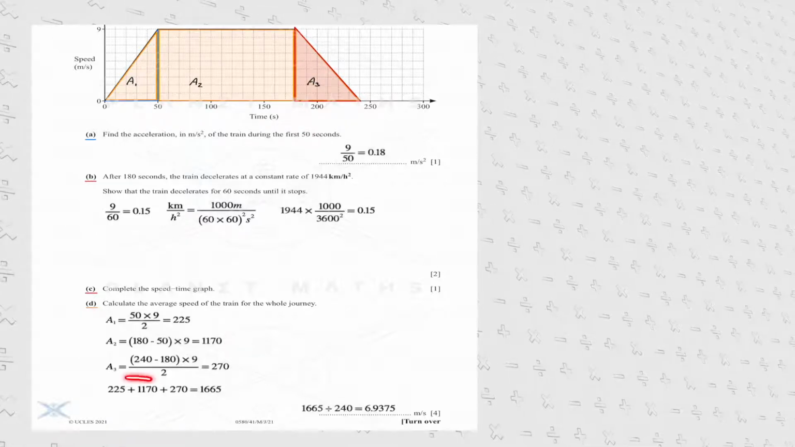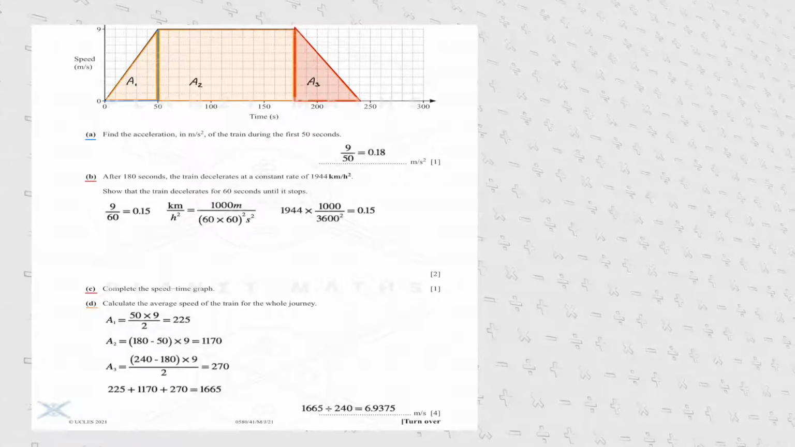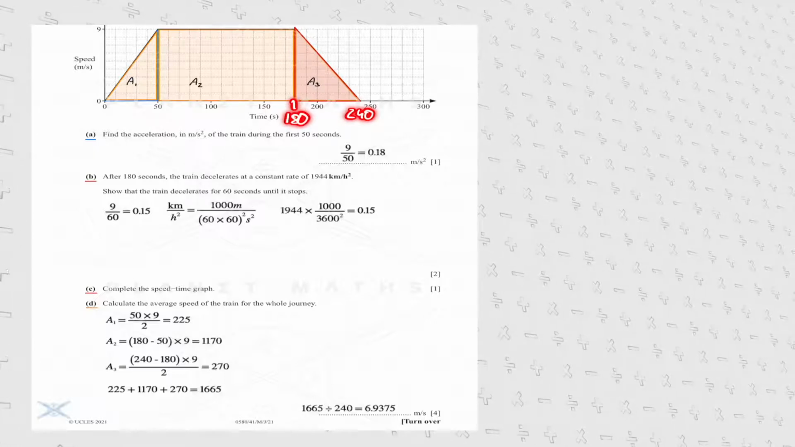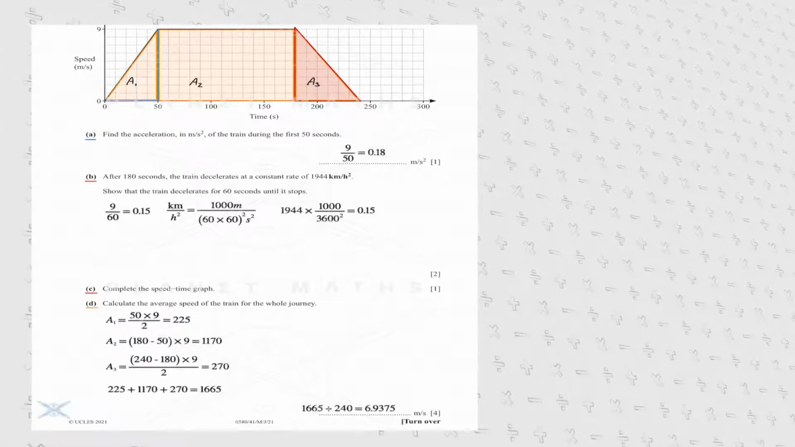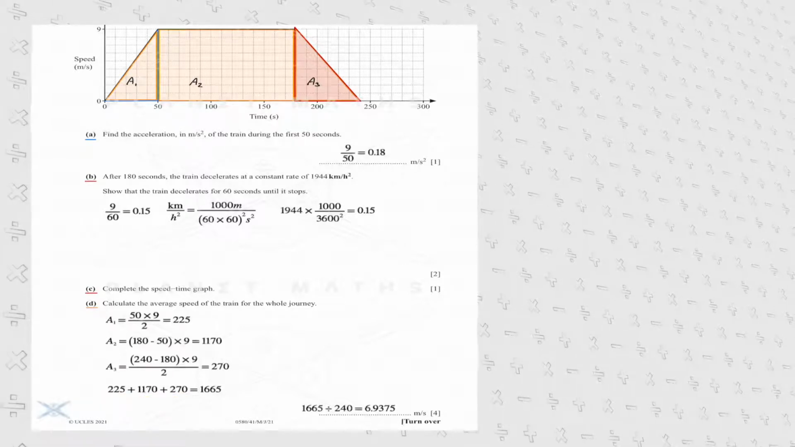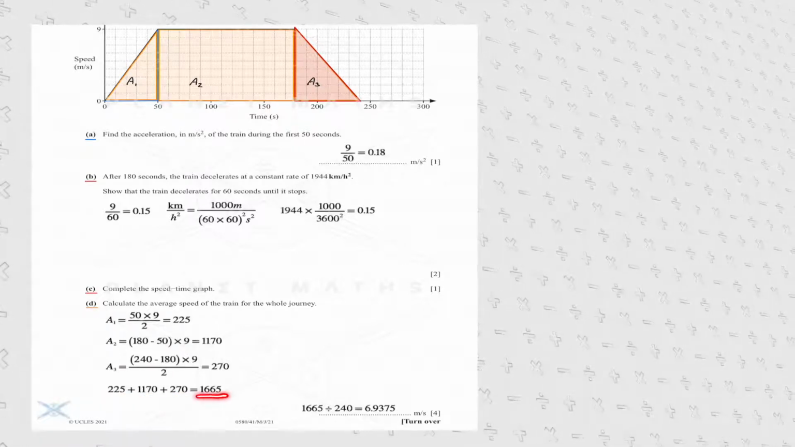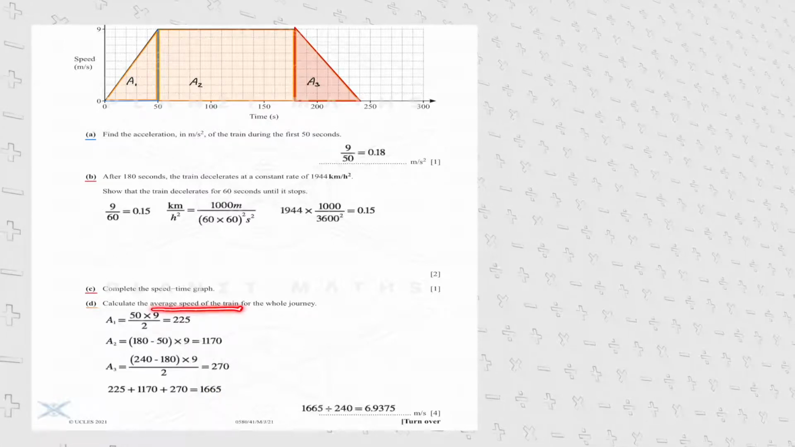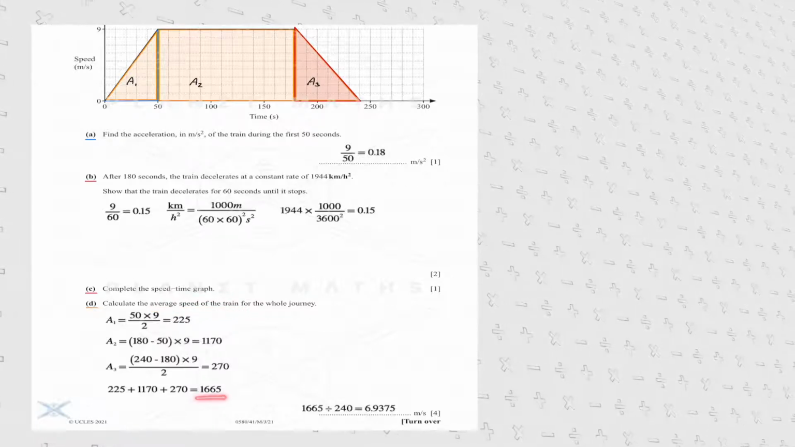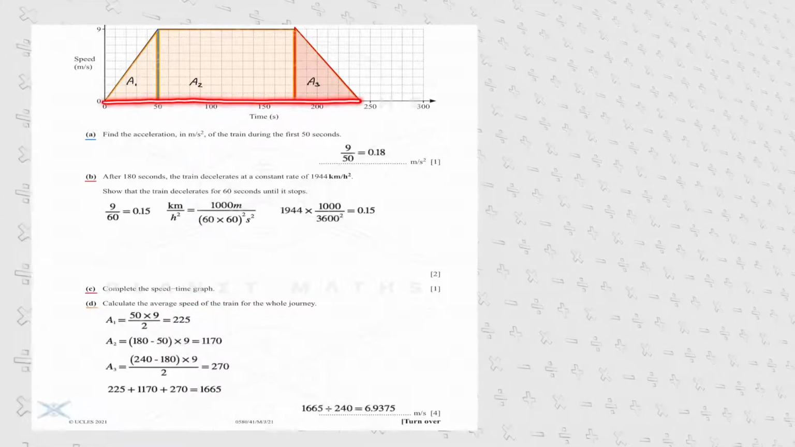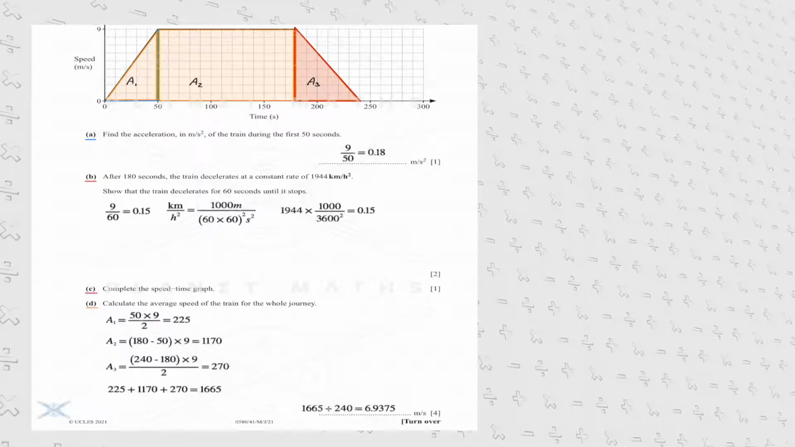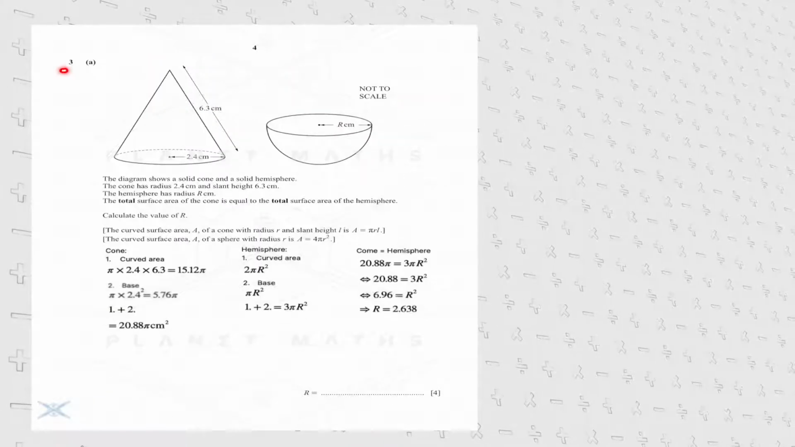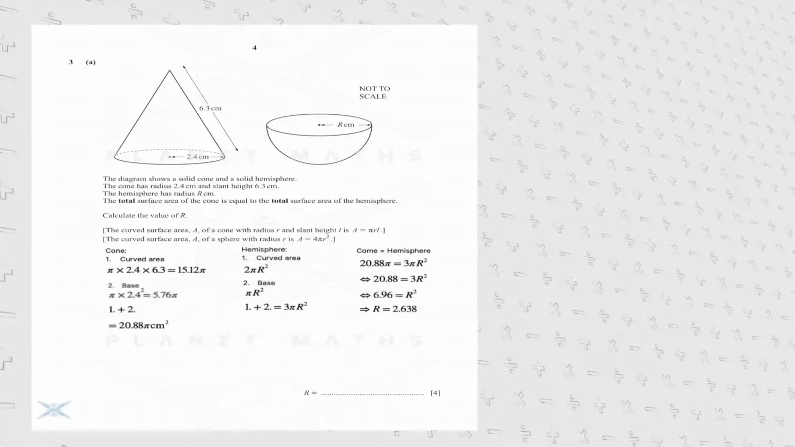And finally, we have to determine the area of the second right triangle, which can be determined by multiplying 9 with the difference of 240 and 180 and dividing the entire calculation by 2, and after adding all of those areas up, we know that the entire distance of the journey was 1665 meters long. So now, in order to determine the average speed of the train, we will have to divide this value by the duration of the entire journey, which is 240 seconds long. Therefore, its average speed is 6.9375 meters per second.